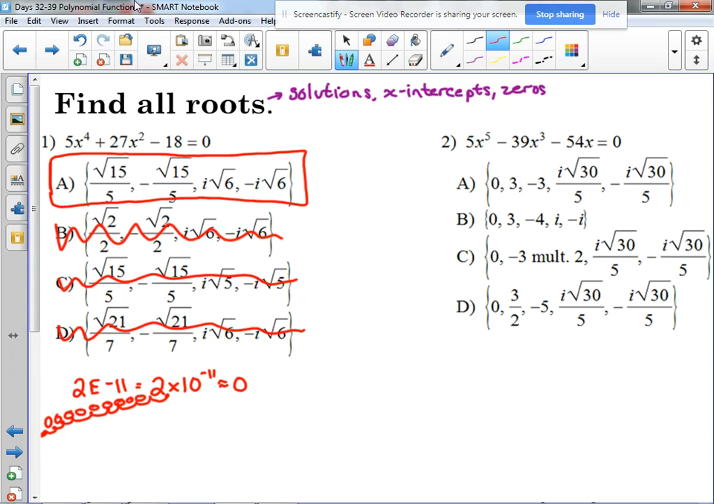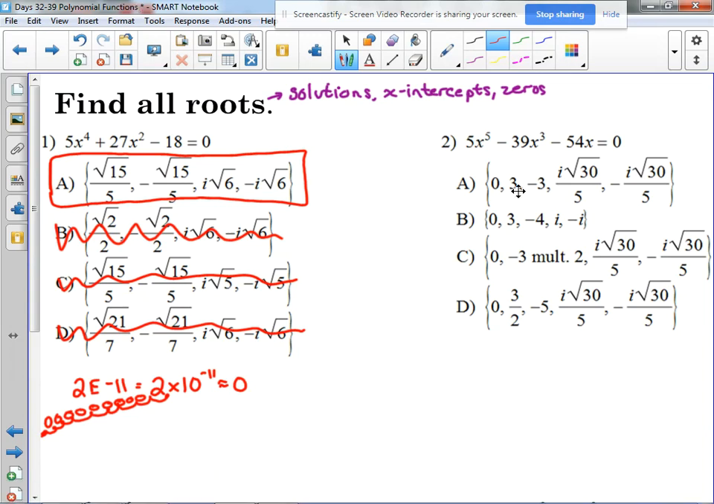Okay, let's look at number 2. Look at the answer choices on number 2. Do we need to plug in 0 to check 0 for number 2? No, why not? It shows up in all the answer choices. If it's in all of the answer choices, then it has to be one of the solutions. You don't need to take the time to plug in 0.